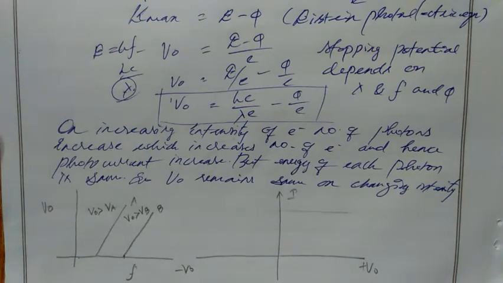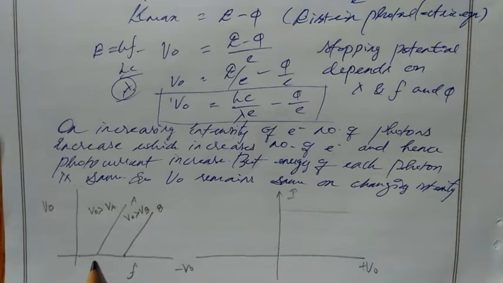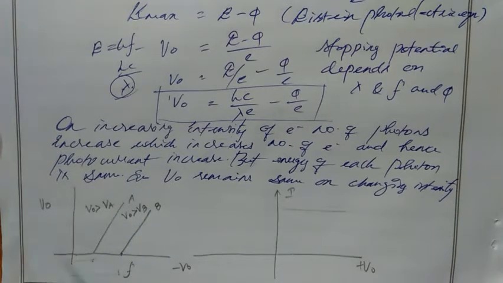Okay, for different frequency we have different stopping potential. You see here, metal A has some frequency, this much amount. Metal B has some frequency. For different frequency we have different stopping potential.